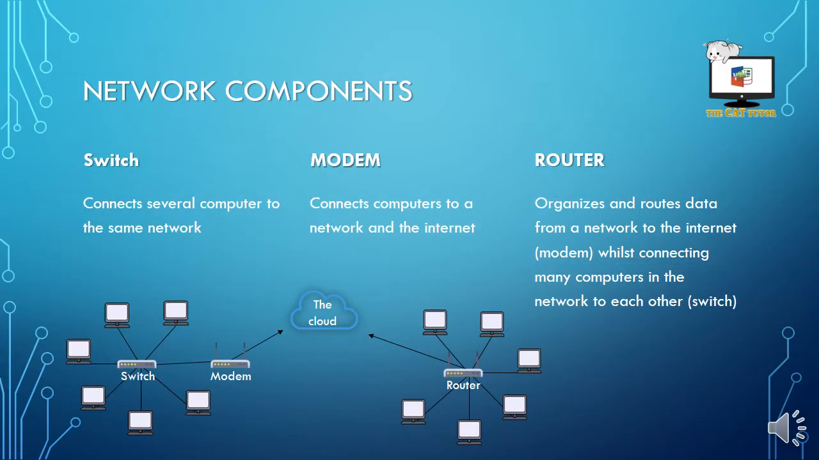Components: switch, modem, router. What is the big problem here? Nobody knows the difference for some obscure reason. A switch connects several computers to the same network. As seen in the diagram below, there are a bunch of computers connected to a single device. That device is only there to let those computers talk to each other.